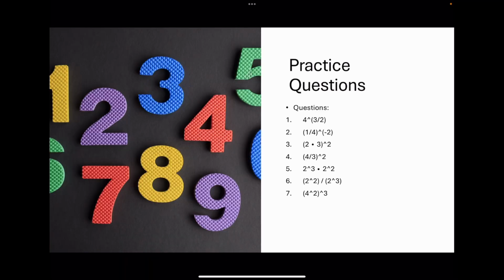Here are some practice questions. I will reveal the answer in 3, 2, 1.